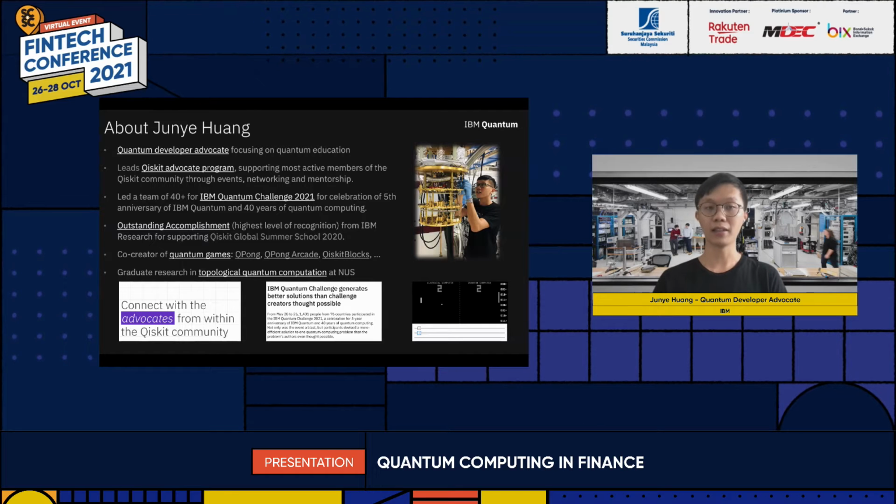And earlier this year, I led a team of more than 40 people for IBM Quantum Challenge 2021 in May, which was an online quantum programming challenge event that lasted about 7 days. That was a celebration of the 5th anniversary for IBM Quantum, the 5th year we put the quantum computer on the cloud for everyone to use. And coincidentally, it was also 40 years of quantum computing, marking from 1981 when Richard Feynman talked about quantum computing, bringing the idea of quantum computing in a joint conference organized by IBM and MIT.